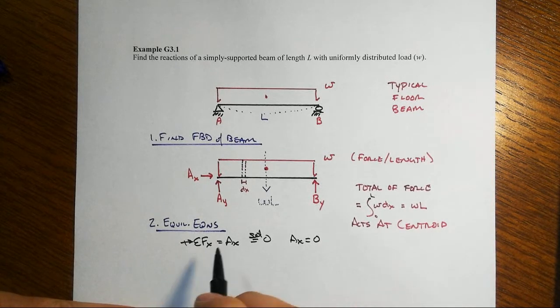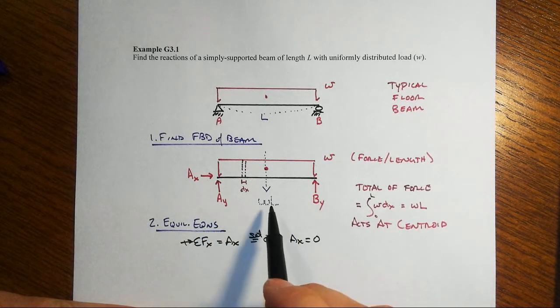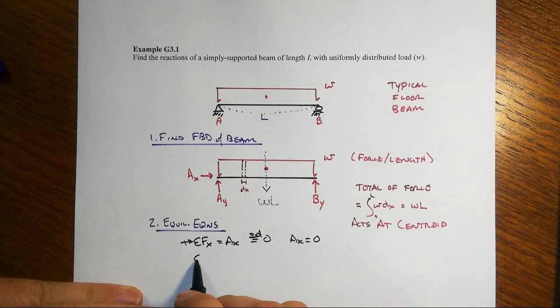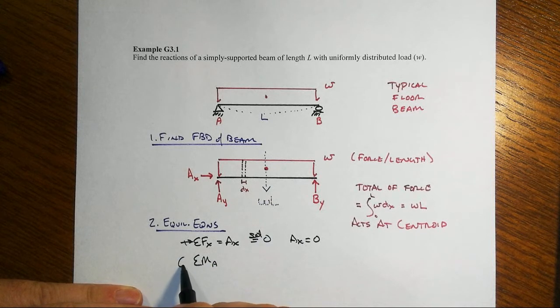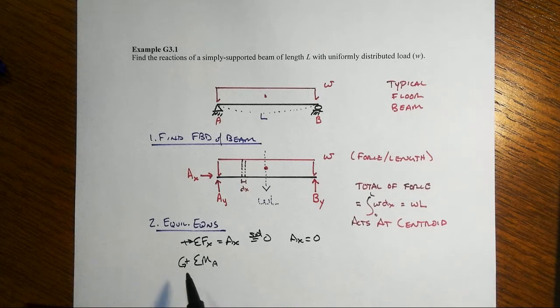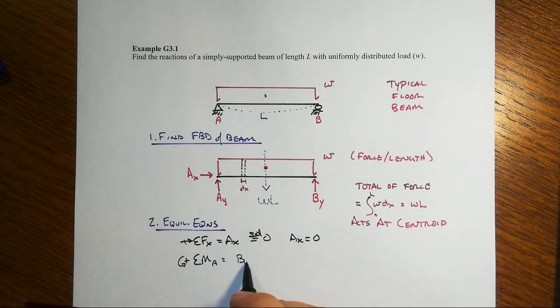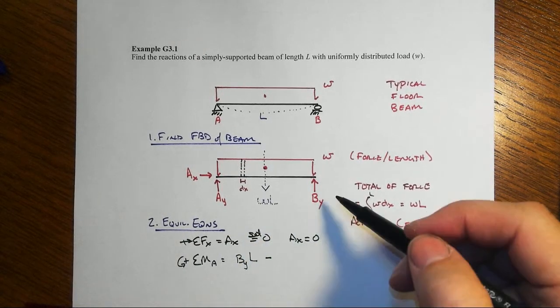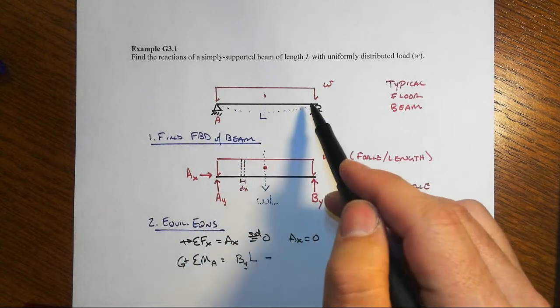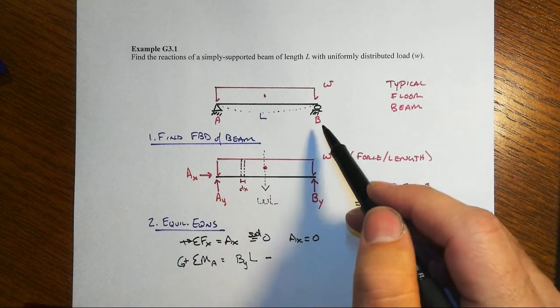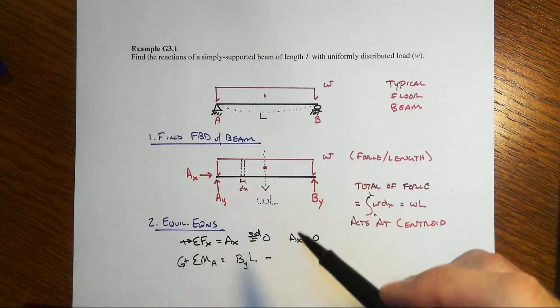Now, someone wants to write sum of forces in the y, but I don't want to do that. I get Ay plus By equals WL, and that's one equation, two unknowns. Don't like it. So let's sum moments about point A, and let's take counterclockwise as positive. And look what we're going to get: By times L minus... how much do you think By is going to be? We've got a symmetric situation: structure symmetric, load symmetric, the foundations essentially symmetric. I bet By is going to be half of the total load.